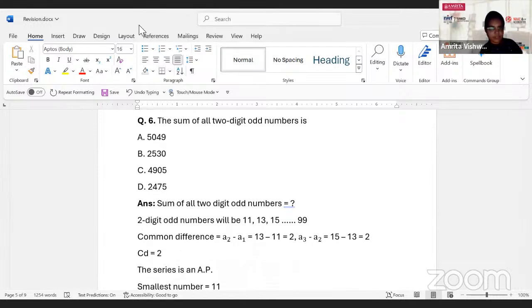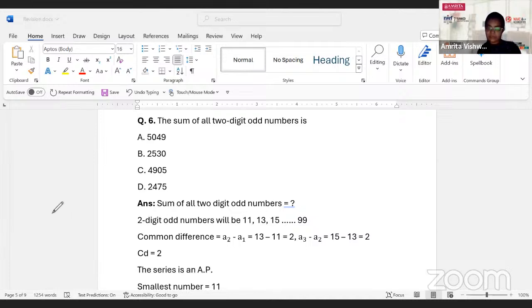Okay, it's 2475. Let's check. We have started from this. We know the two-digit term starts with 11 and ends with 99. There is a common difference too that's happening here. Okay, it is option D, that is 2475 itself. With the common difference and the criteria, that is a equal to 11, A1 equal to 11, A2 equal to 13, An equal to 99, I was able to identify the series. It's an AP, an arithmetic progression.